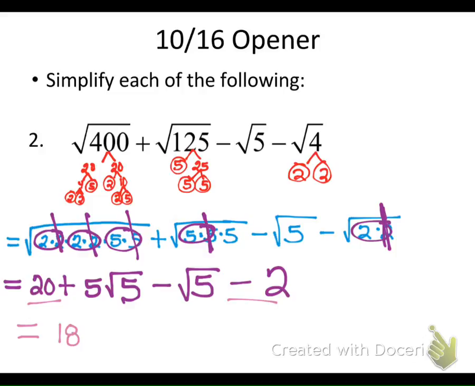Then what are my next like terms? Square root 5 and minus square root 5. So what's 5 square root 5 minus square root 5? Okay. And what operation sign do I put in front of it? A plus, because it's a positive. And that's your final answer.